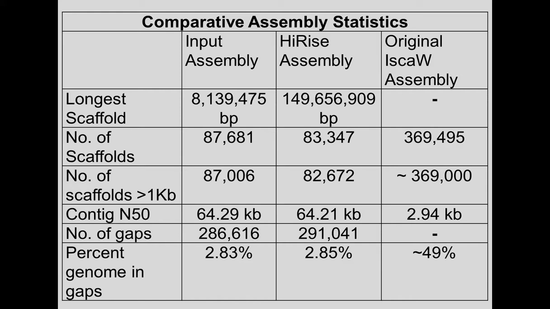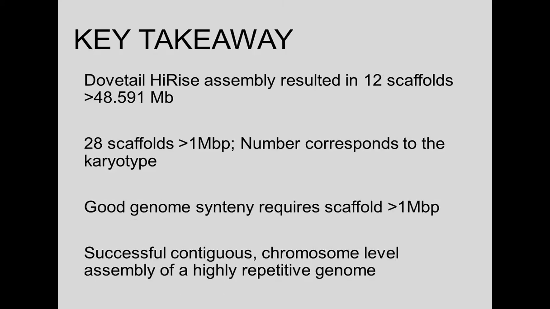And then we have the percent gaps. The percent of the genome in gaps was approximately 49% with our ISCA assembly, so only 51% of the genome was sequenced. Here with the HiRise assembly, we have approximately 3% of the genome in gaps. So this is a remarkable feat to achieve, and this now gives us hope to improve our annotation as well.